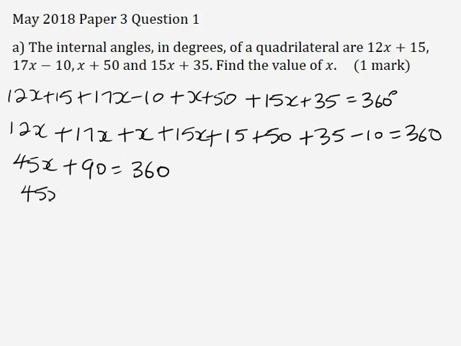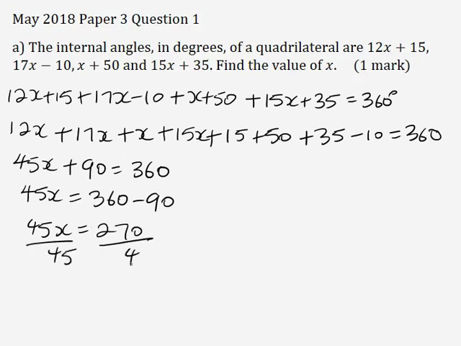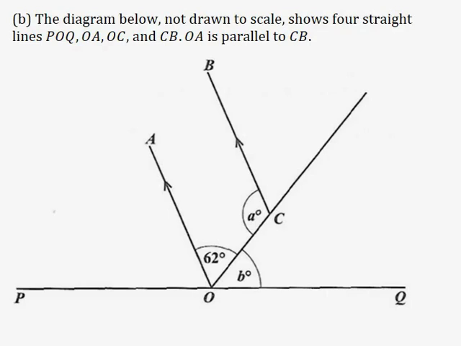This is 45x is equal to 360 minus 90. 45x is equal to 270, divided by 45, divided by 45. X is 6.